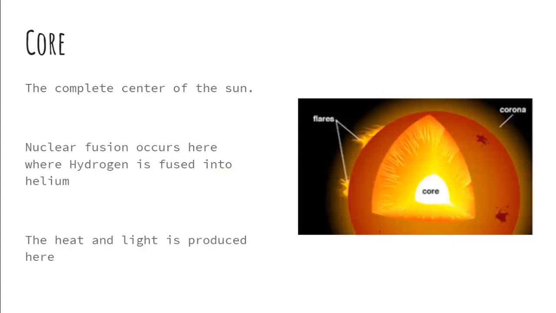And as with any object in space, there's a core. The core is the center of the sun, and this is where the nuclear fusion occurs, where hydrogen is fused into helium. And this is where all the heat and light is produced. We'll go over more about the importance of the core when we talk about the life cycle of the star and what it means to that.